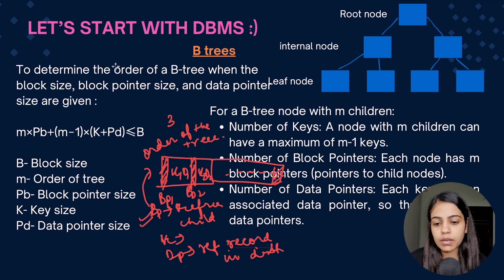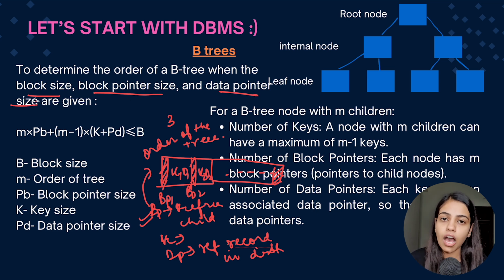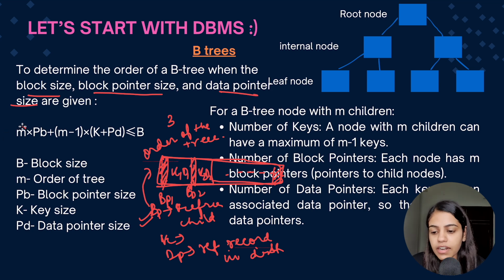Now consider that someone provides you the block size, the block pointer size and the data pointer size. How can you find the order of that particular tree? This is the block size, this particular block has a size, so that is called the block size. Now this is the block pointer size, and this is the key as well as the data pointer size. You can derive the formula for the same. Here m is the order of the tree, and the number of block pointers depends on the order of the tree. If the order of the tree is 3, there will be 3 block pointers. If the order of the tree is 5, there will be 5 block pointers. So we will multiply m with PB, where m is the order of the tree and PB is the block pointer size.